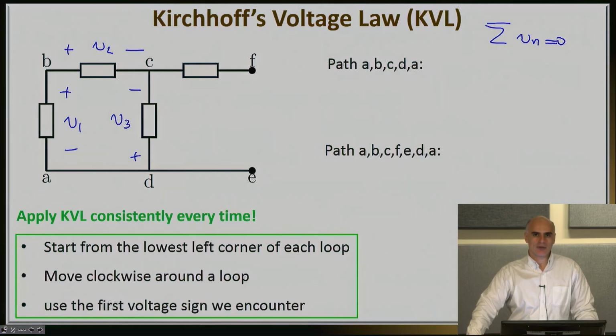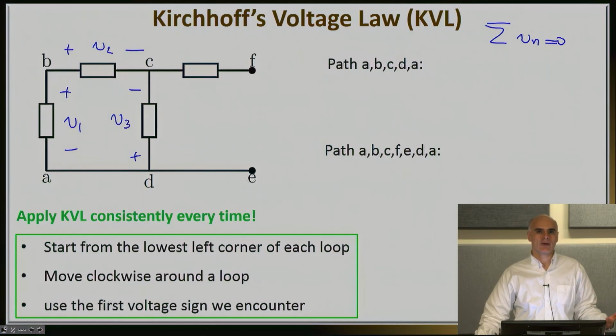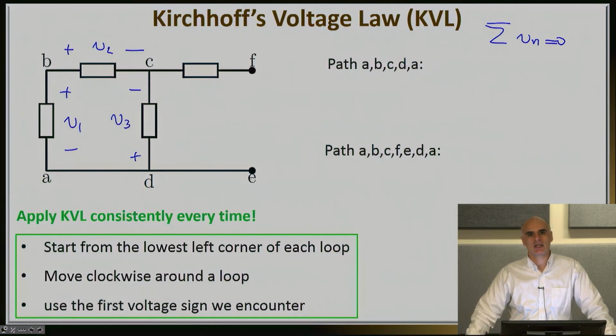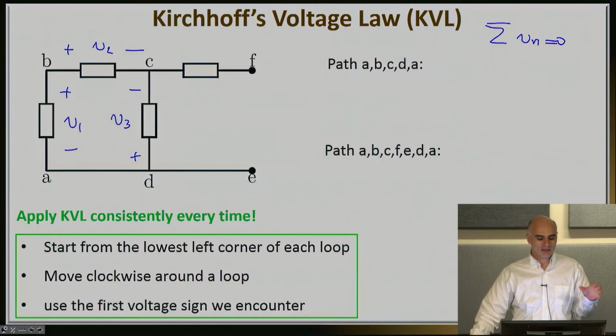And you should not worry about it if the assumed polarity is not the correct one. Your final result simply will end up having a negative sign. But once you commit to a polarity, like I have done here, you must apply KVL correctly. Now, how do I apply KVL correctly?